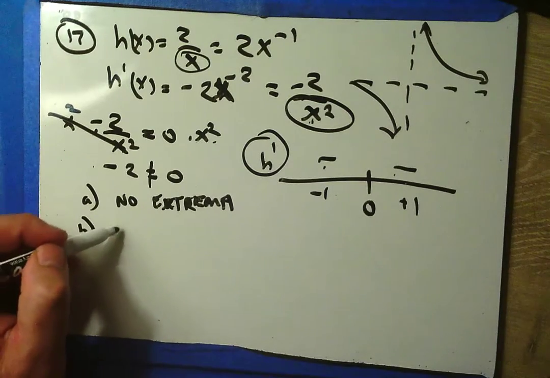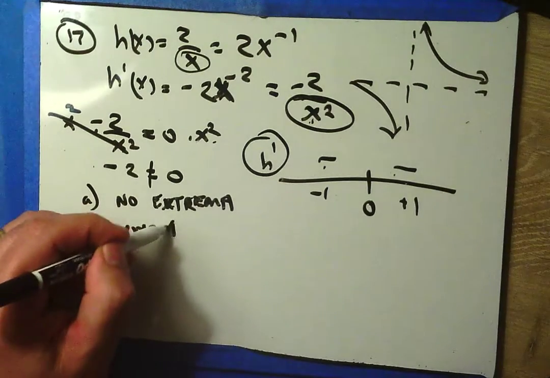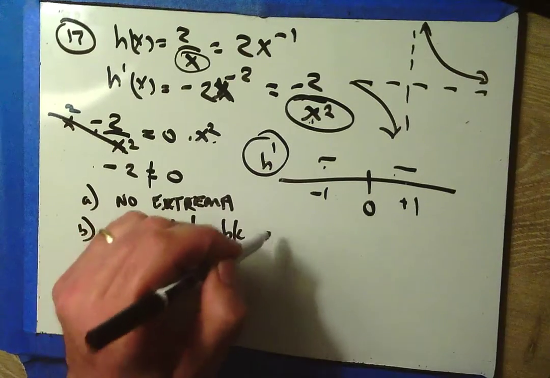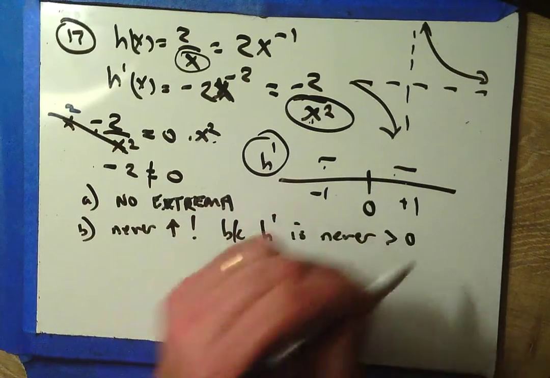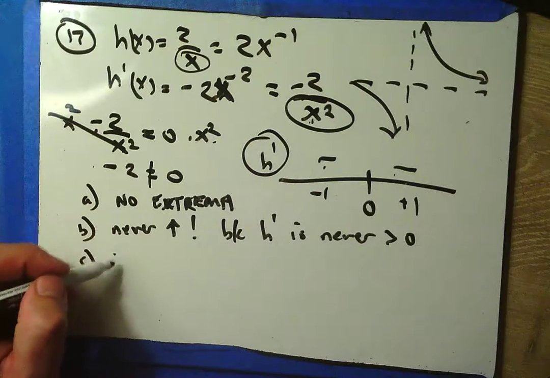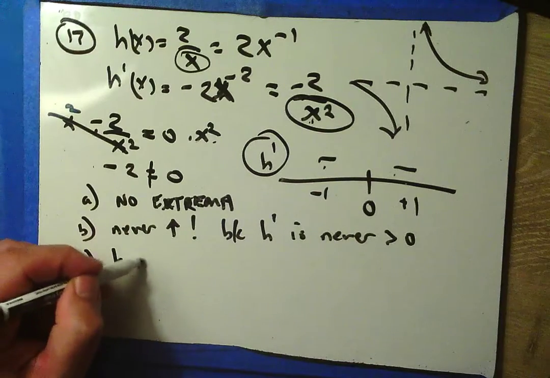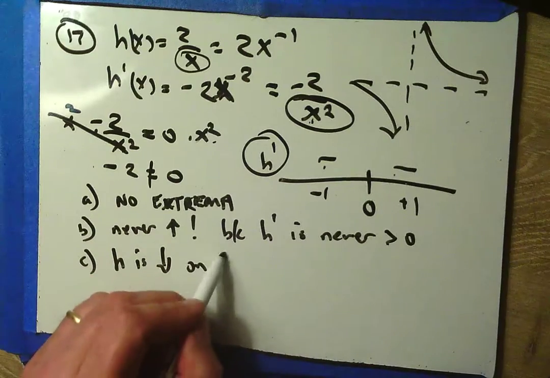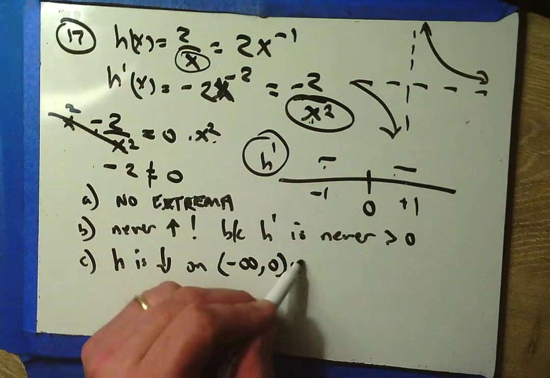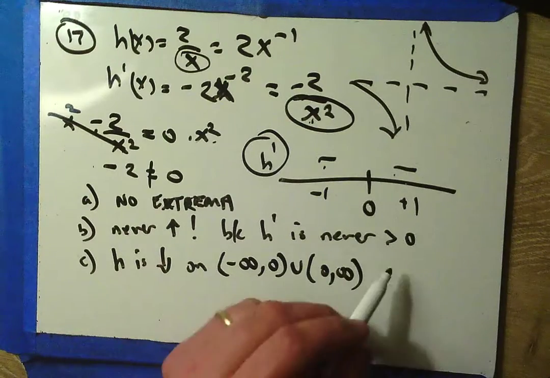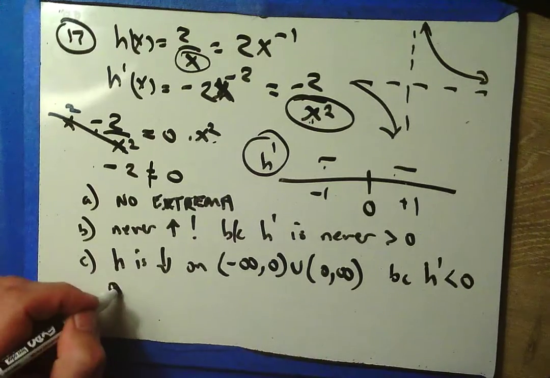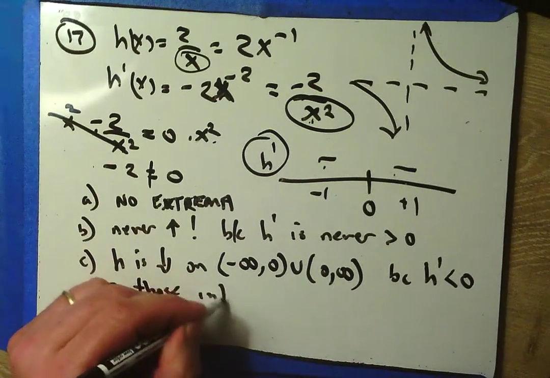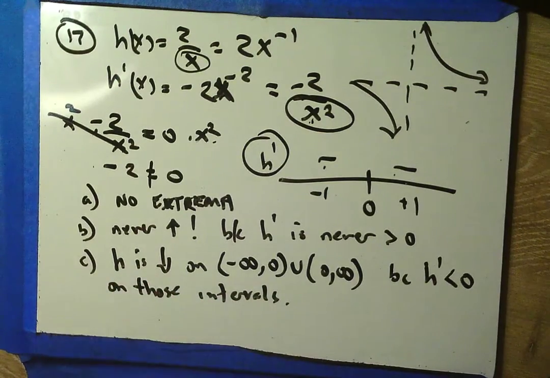Part B, when is this function increasing? Never increasing, because h prime is never greater than 0. But when is h decreasing? h is decreasing on negative infinity to 0, union 0 to infinity, because h prime is less than 0 on those intervals. Okay, that's number 17. What about 19?